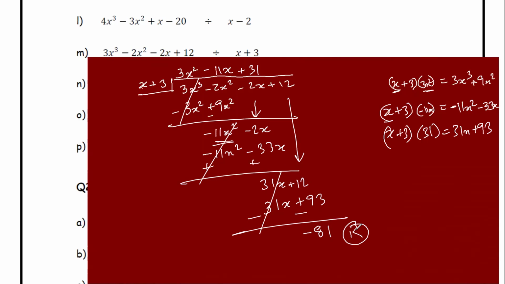I think the previous question also had 81 as a remainder. No, the previous question had 2 as the remainder. So this is your quotient. That's important, and the remainder is important. Understood?